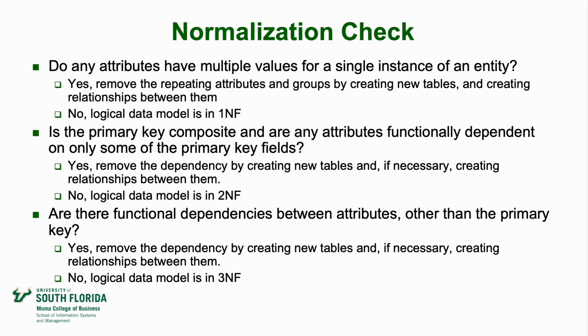Finally, ask, are there any functional dependencies between attributes other than the primary key? If yes, remove the dependency by creating new tables and, if necessary, creating relationships between them. If not, the logical data model is in third normal form.